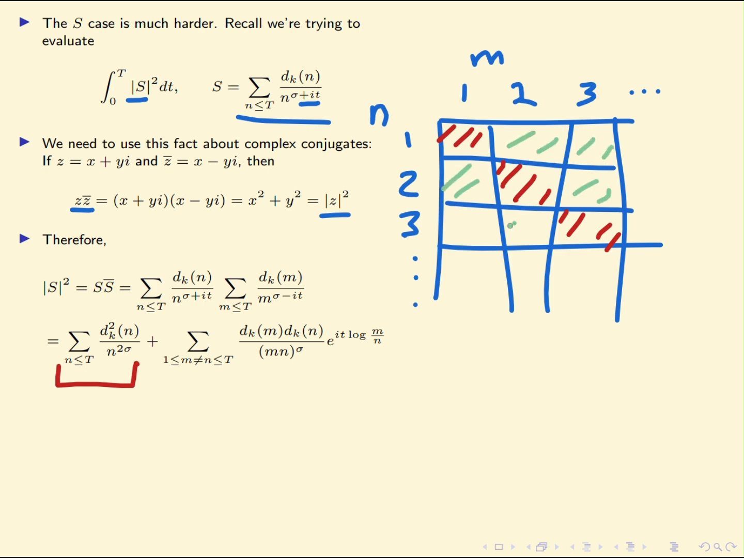Okay, and then for the off-diagonal entries, maybe this is a better color. For all of the other entries in this grid, I'm going to write it like this, where the d sub k of n times d sub k of m is just up here, and then the sigmas are here. And the it here is due to the result that if you write n as equal to e to the log of n, then n to the it power is e to the it log n. And similarly, this is m to the minus it, or e to the minus it log m. And if you add those exponents together, then you get log of n minus log of m. But log of n minus log of m is equal to log of n over m. So that's how we're getting this.